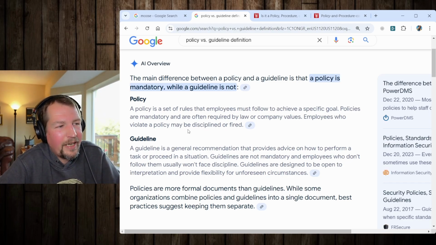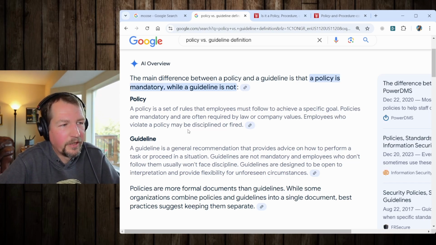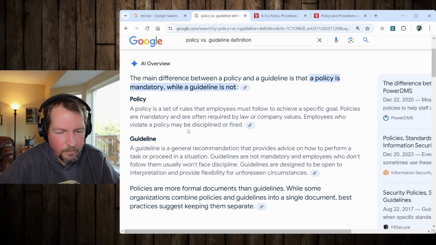So if you want to have your hotel and rental car reimbursed, you have to fill out the expense report properly. So that is the second thing to look for to understand if something is really a policy or not.